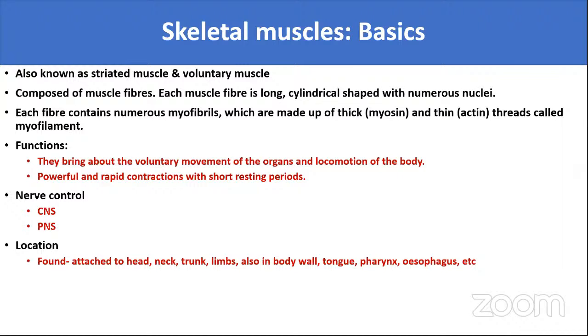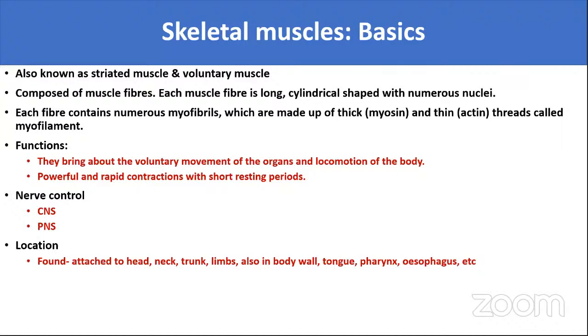As said earlier, it is long, cylindrical, and each fiber or each cell consists of many or multiple nuclei. Now, each fiber has many myofibrils. They may be of thick nature or of thin nature. These myofibrils are protein in chemical composition. The thick myofibrils are called myosin, whereas the thin myofibrils are called actin. Collectively, they are called the myofilaments, thick as well as thin.